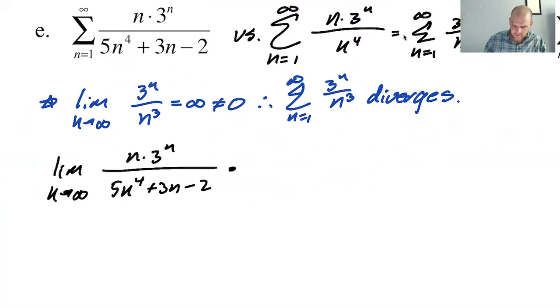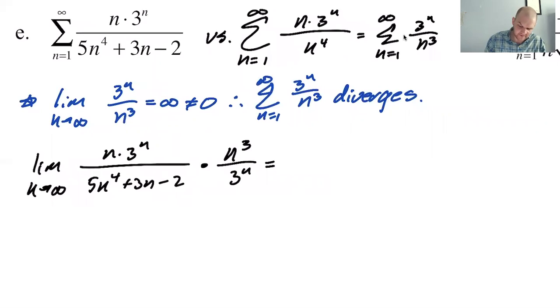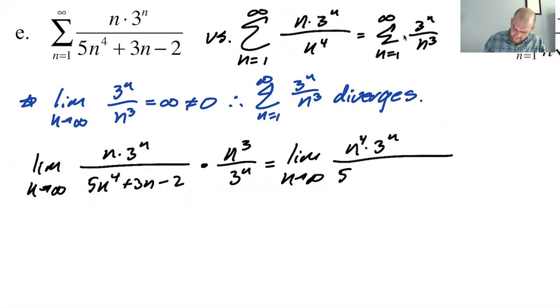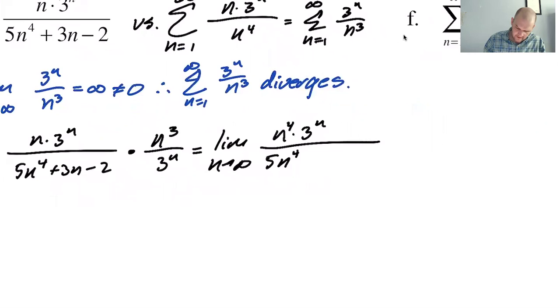And then I'm going to multiply by the reciprocal of the other thing, because I'm supposed to divide by it. And the magical thing that happens is, I guess I'll write it. We already know what's happening. You get n to the fourth times 3 to the n, over 5n to the fourth times 3 to the n, plus 3n times 3 to the n, minus 2 times 3 to the n.